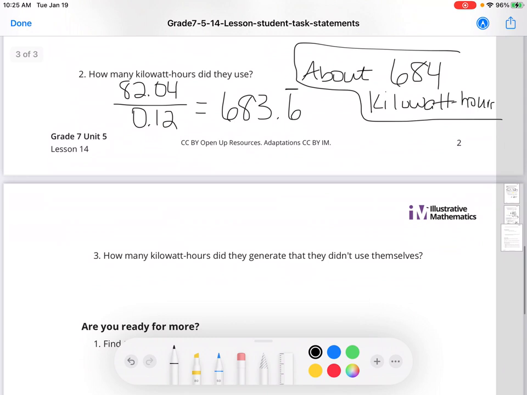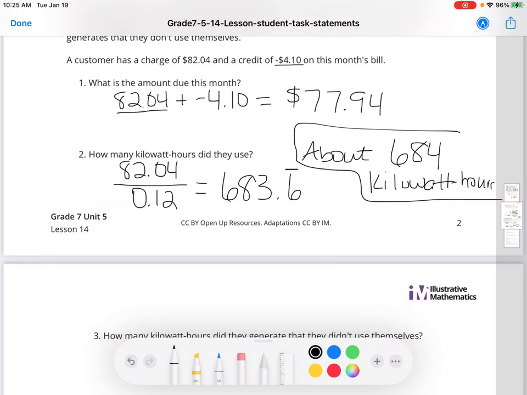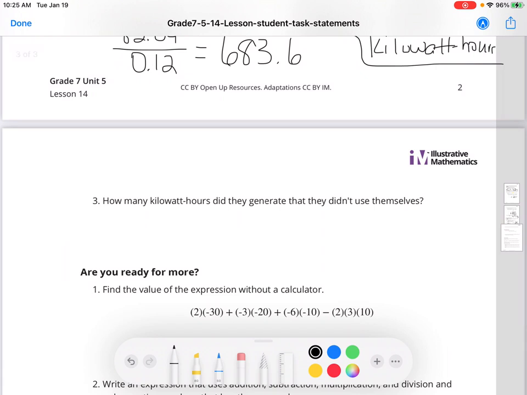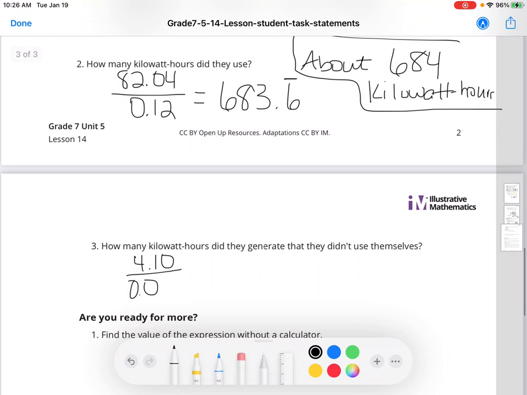Number 3, how many kilowatt hours did they generate that they didn't use themselves? So if they're earning 0.025 for every kilowatt hour, and they had a credit of $4.10, so that would be $4.10 divided by 0.025, which would be 164. So that means they generated 164 kilowatt hours.